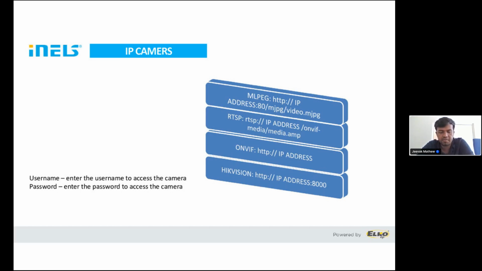If it is a Hikvision protocol, then you don't need to do much modification. You can enter the IP address and the communication port 8000, then it will be automatically added there. And for all these streaming protocols, you should know the username and password of the cameras. Otherwise, it will not show the video streaming properly.